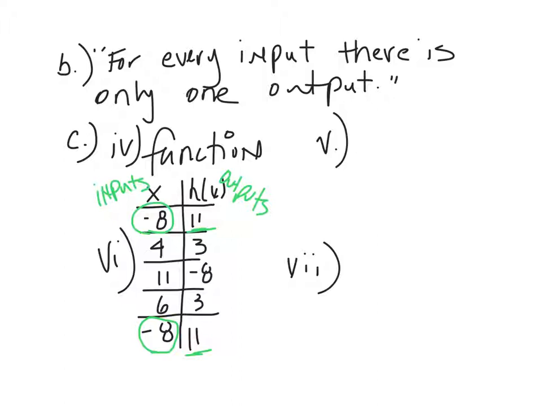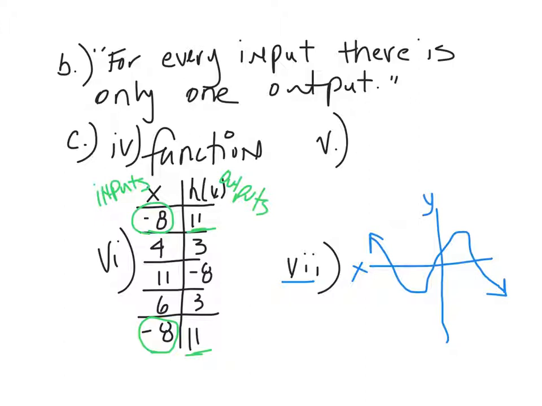Number 7, or VII, has a line that looks roughly something like this. This is X, this is Y. If we do the vertical line test, we can see that as we place our ruler and run it along there, it only hits in one place. If it only hits in one place, I think you know what that means.